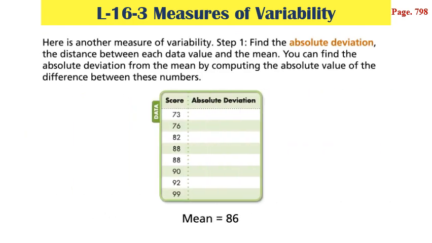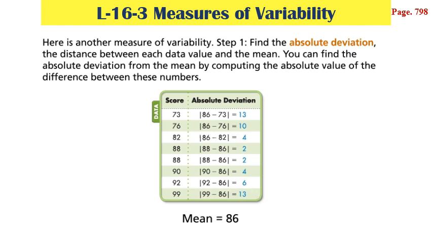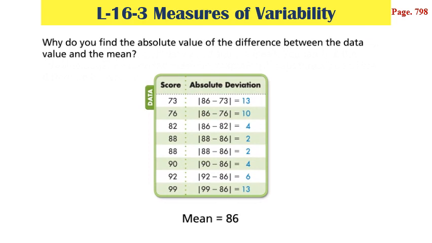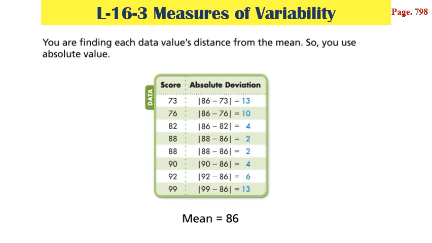Here is another measure of variability. Step 1. Find the absolute deviation, the distance between each data value and the mean. You can find the absolute deviation from the mean by computing the absolute value of the difference between these numbers. Why do you find the absolute value of the difference between the data value and the mean? You are finding each data value's distance from the mean, so you use absolute value.